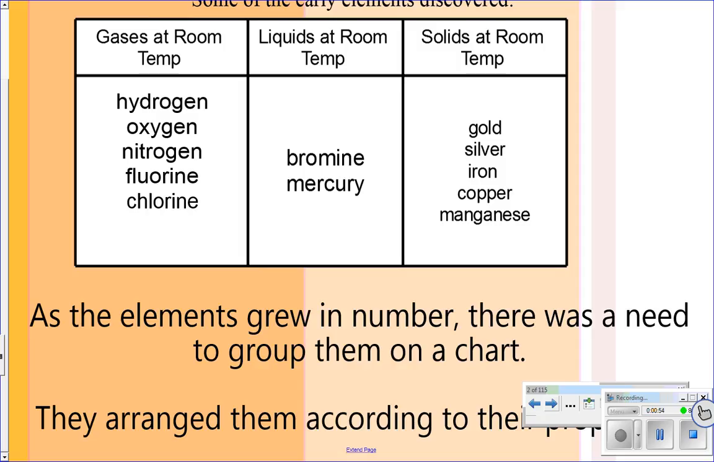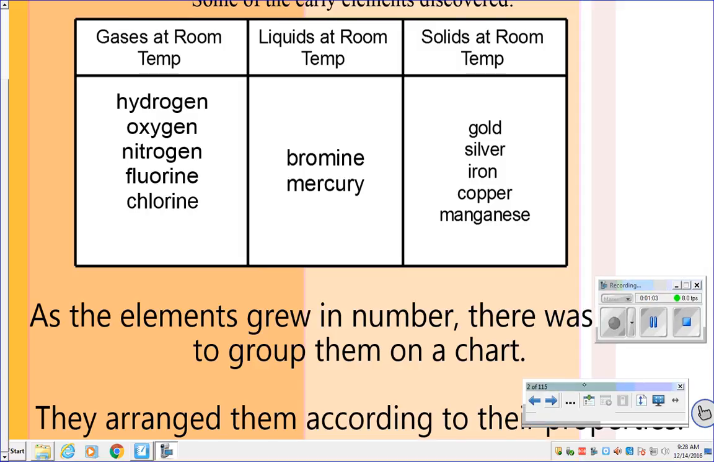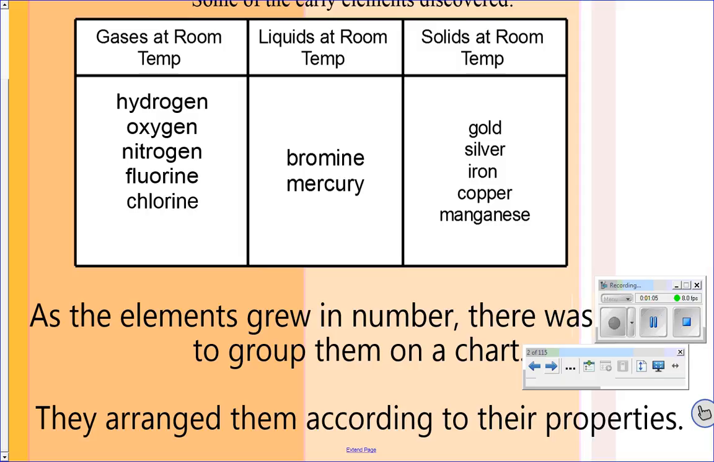As the number of elements grew, we needed a way to group them on a chart because people sometimes needed to be able to look them up and find out things about them, like we do all the time. So scientists wanted to arrange elements on the periodic table based on their properties.